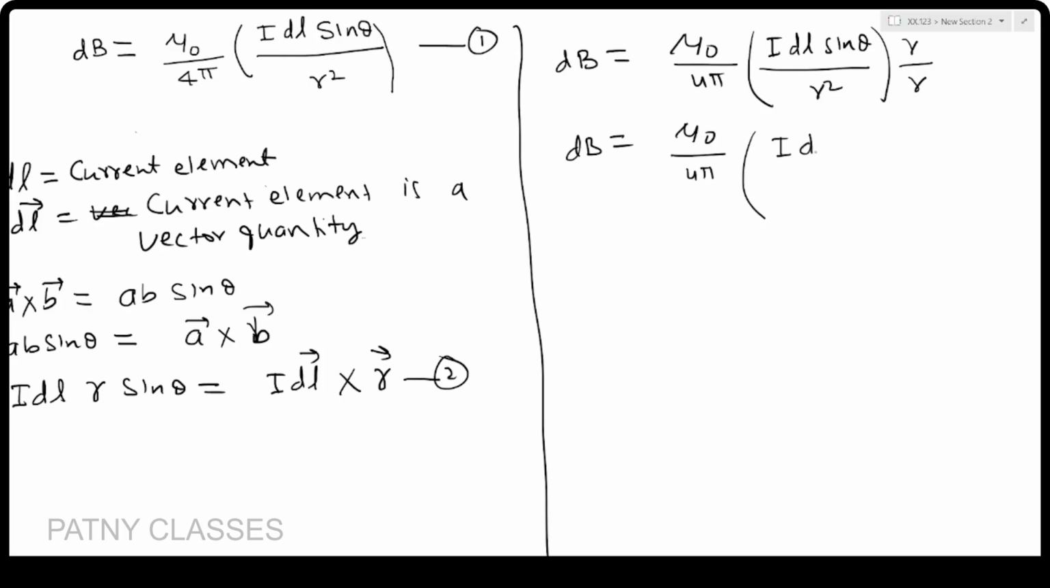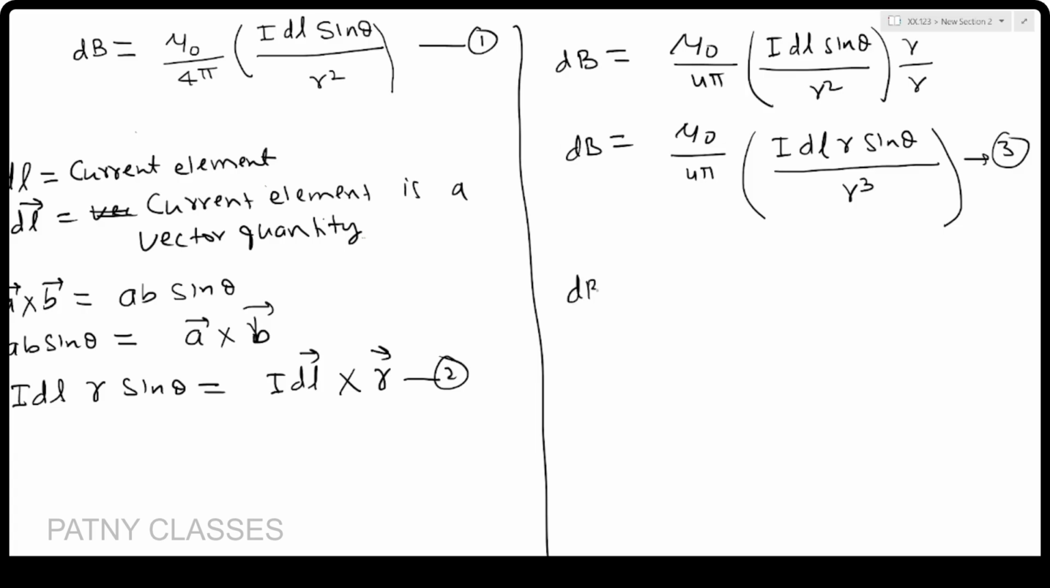So I dl R multiplied by sin theta and R square into R equals R cube. Now call it equation number 3. Now from equation 2, I dl r sin theta can be written as I dl vector cross r. So we are converting equation 3 in terms of vector. So on the left side also the vector will come. The dB will also get converted into a vector.